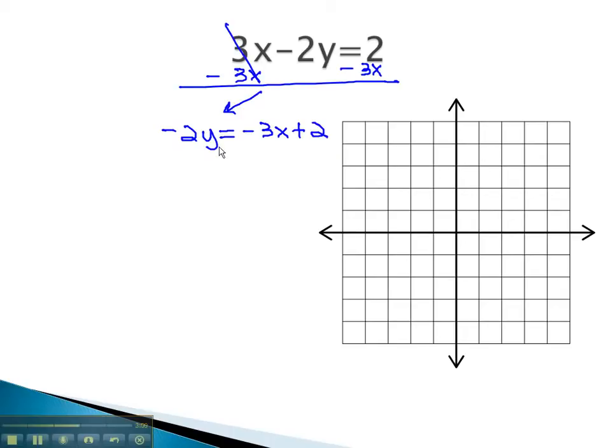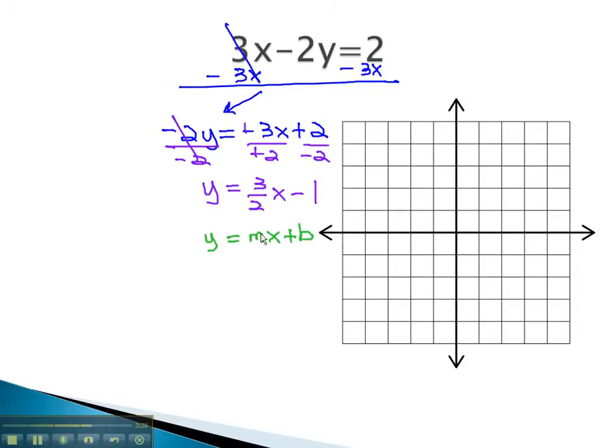To get the y alone, we divide both sides by negative 2. As we divide by negative 2, it is important to divide each and every term by negative 2. The negatives become positive, and we get 3/2 x minus 1. Because slope-intercept form is y equals mx plus b, we can now easily identify that m, the slope, is 3/2, and b, the y-intercept, is negative 1.